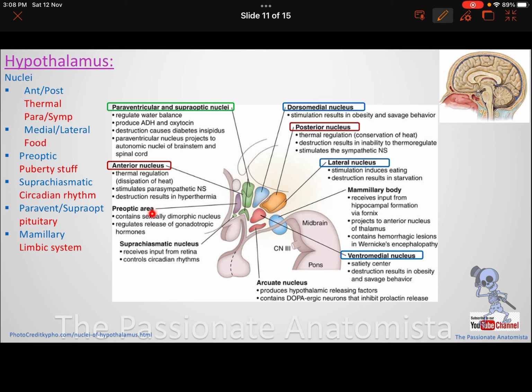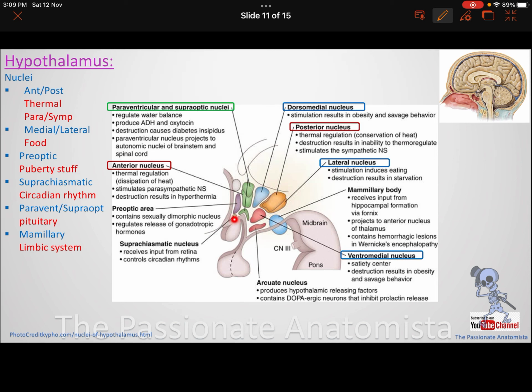Now, how will you remember the function of the pre-optic? Pre looks like puberty, so it's sexual stuff. So it contains sexual nuclei, and it regulates the release of gonadotropic hormones. So pre-optic looks like puberty, so you can remember that this is the function, and it lies pre to the optic chiasma, so that's why we call it the pre-optic nucleus.